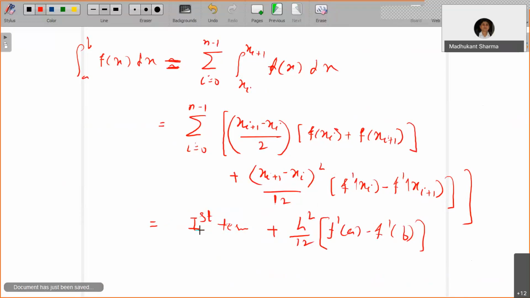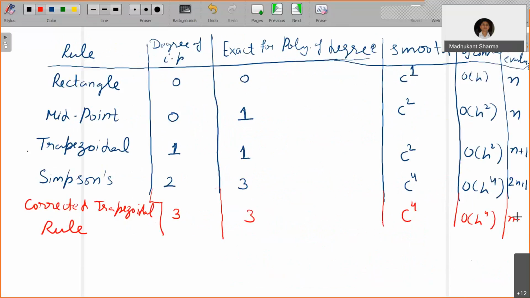So how many function evaluations are there? That is going to be n plus 1 here, plus 1 and plus 1. So n plus 1 plus 2. So the number of function evaluations here is n plus 3. So if you want to achieve order of convergence 4 with the same smoothness, you can get it with n plus 3 function evaluations. Then you will achieve the same as Simpson's rule. Simpson's rule and the corrected trapezoidal rule are at the same point.